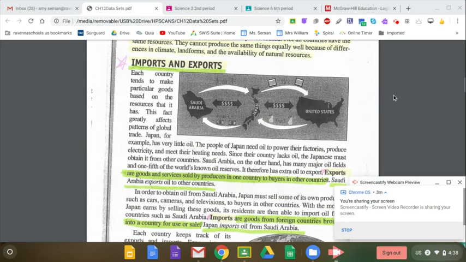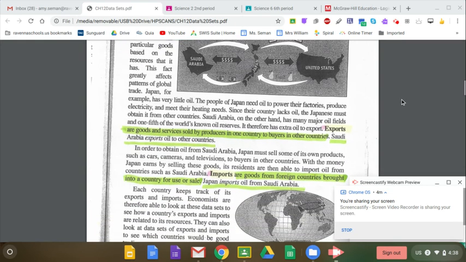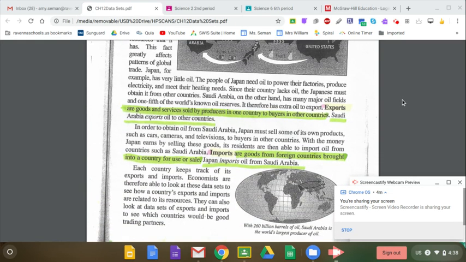Imports and exports. Each country tends to make particular goods based on the resources that it has. This fact greatly affects patterns of global trade. Japan, for example, has very little oil. The people of Japan need oil to power their factories, produce electricity, and to meet their heating needs. Since their country lacks oil, the Japanese must obtain it through other countries. Saudi Arabia, on the other hand, has many major oil fields and 1/5 of the world's known oil reserves. It therefore has extra oil to export.